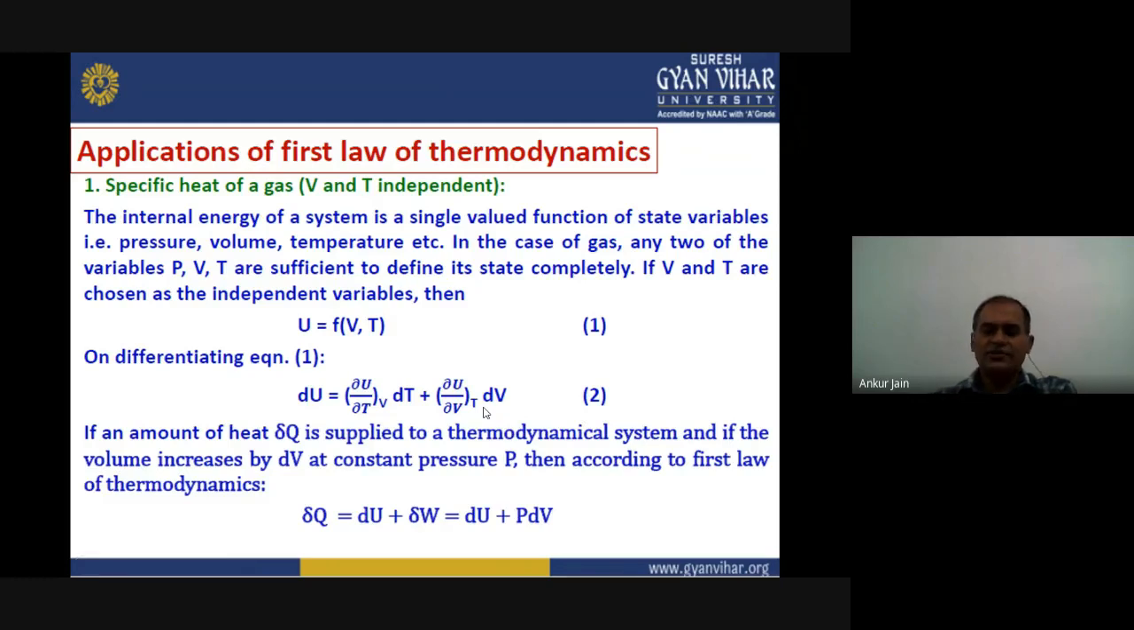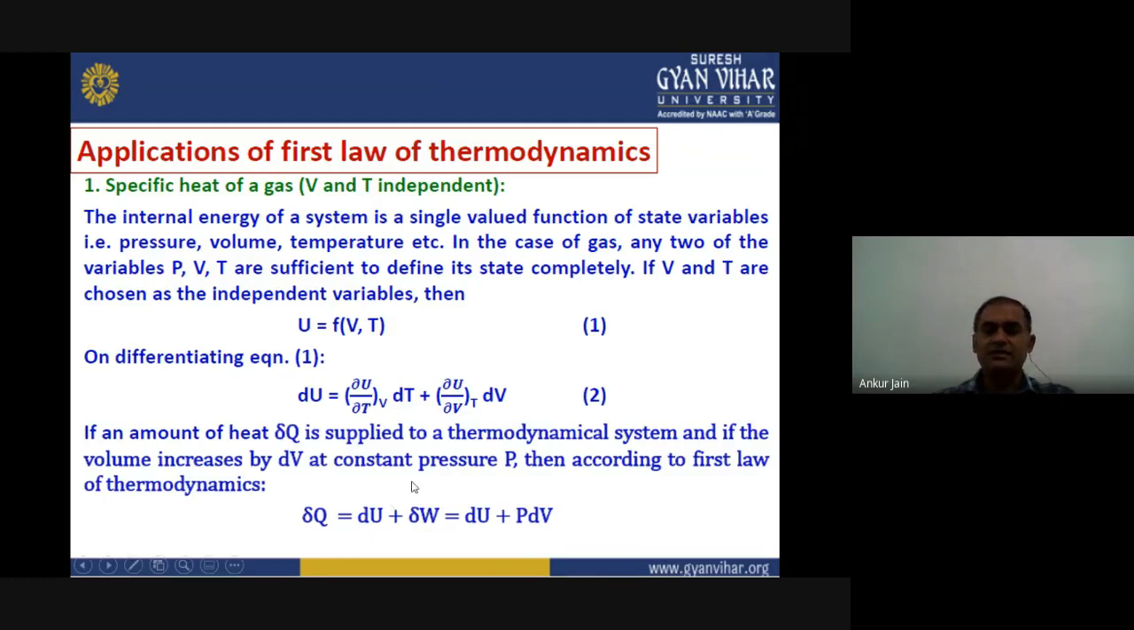Now let us consider that an amount of heat delta Q is supplied to the system, and because of that the volume is increased by dV, while we keep the pressure constant. As we have assumed that V and T are the independent variables, both V and T are changing. T is changed because of the delta Q we are supplying, and we keep the pressure constant. Now, if you remember the last lecture, we defined the first law of thermodynamics as delta Q equals dU plus delta W, right?